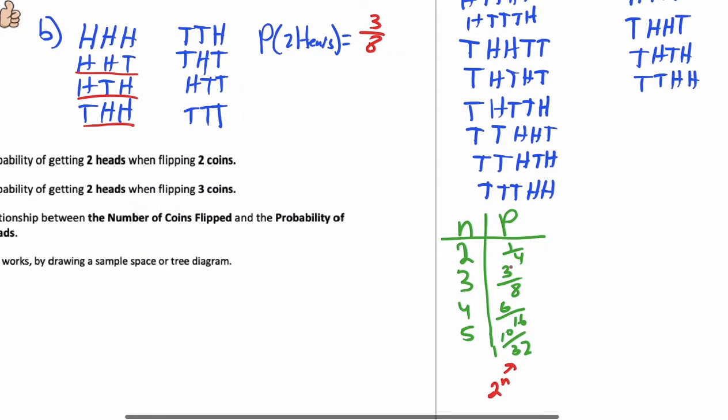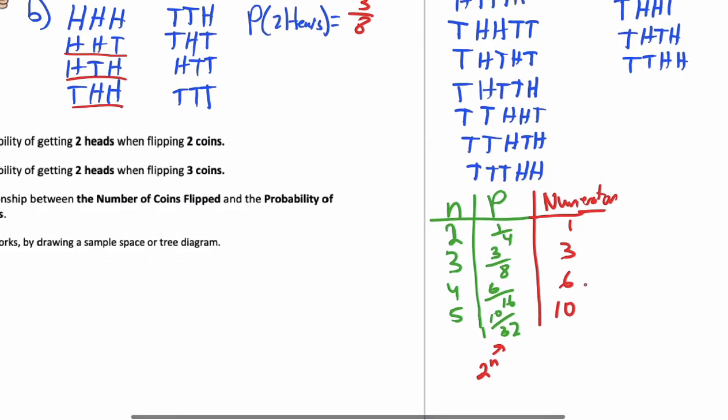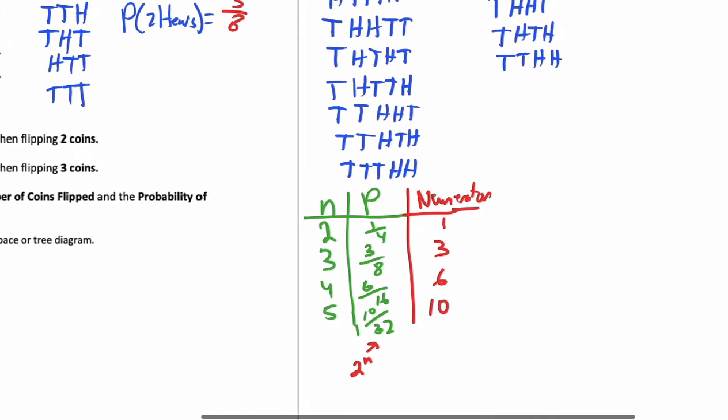The numerator goes in the pattern 1, 3, so let's just write this out. The numerator is going to be 1, 3, 6, 10. You might recognize these as triangular numbers and get the pattern right away. It is quadratic, so we can actually figure it out based on the fact that we know it's quadratic.